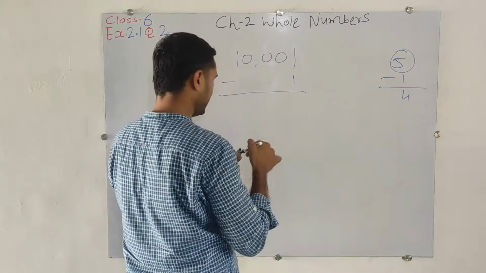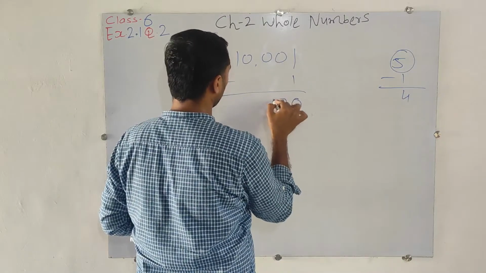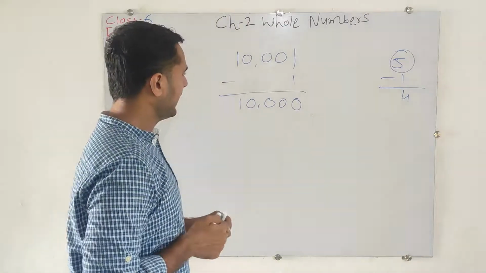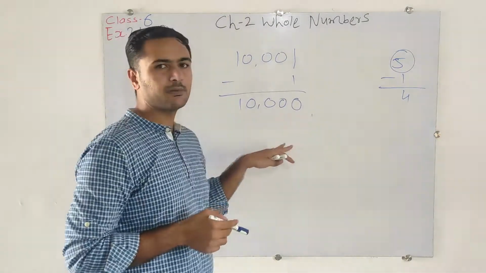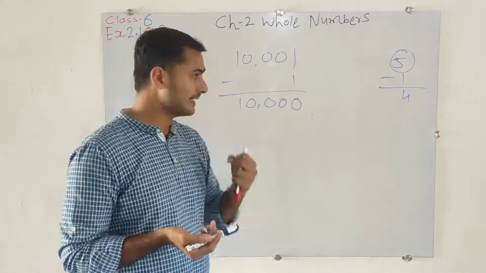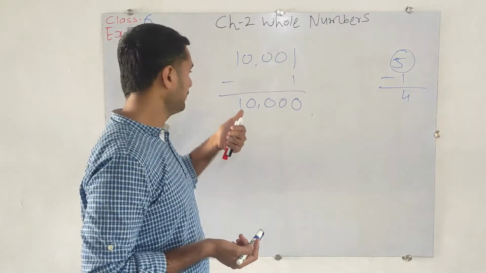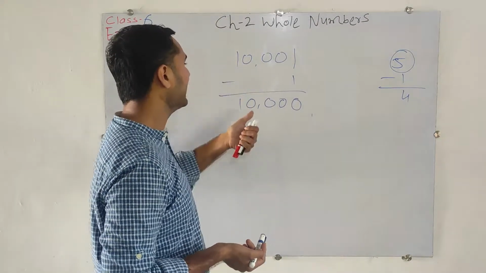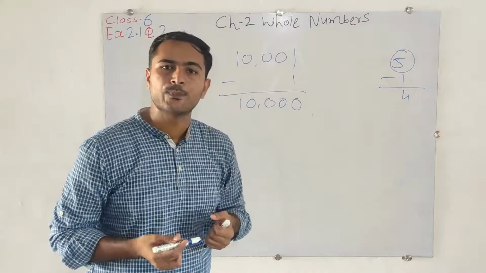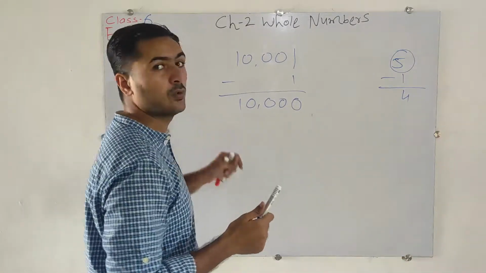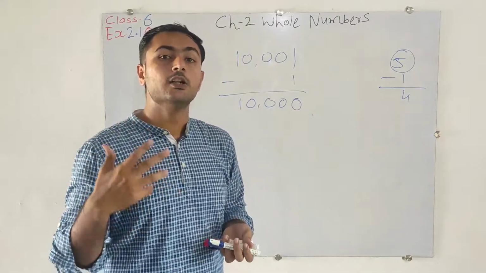1 minus 1 is 0. Here is 0, 0. Okay, 0 and 1. So actually 10,000 is the predecessor of 10,001. Or in other words, we can say that the number which occurs just before 10,001 is 10,000. Fine. Now we have to write down the 3 numbers, not only one. Here we found the first one. Now we still have to find 2 more.